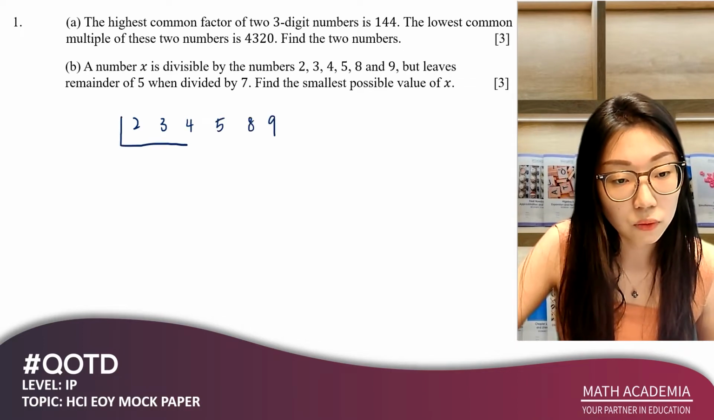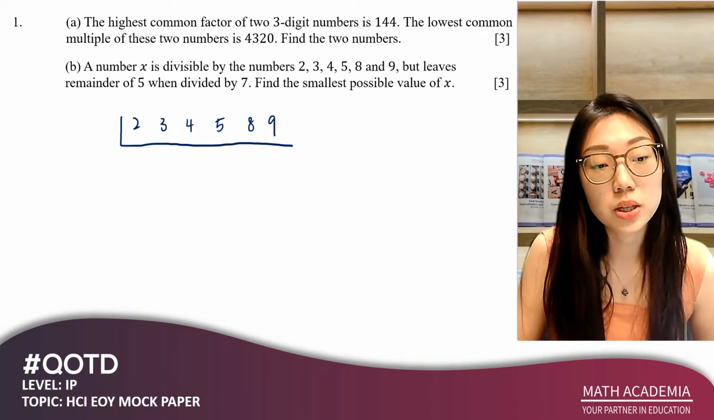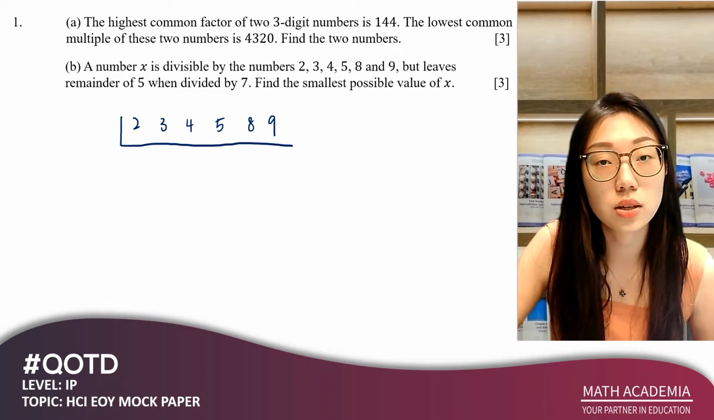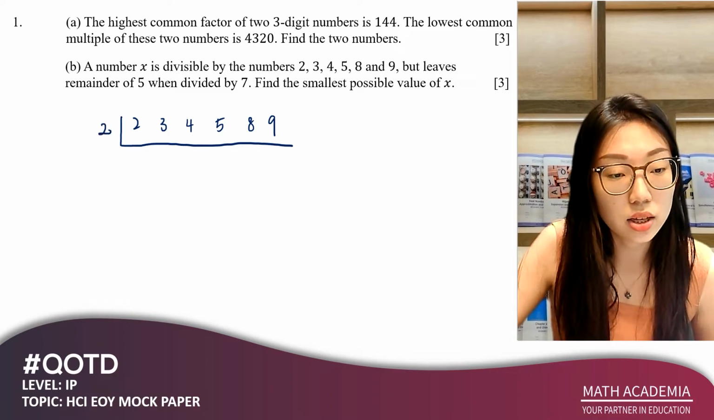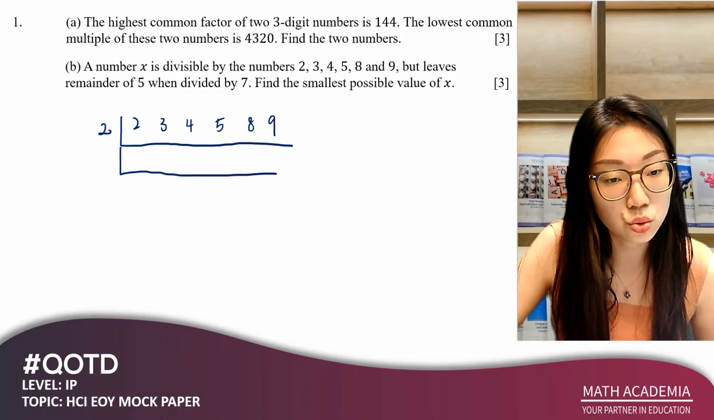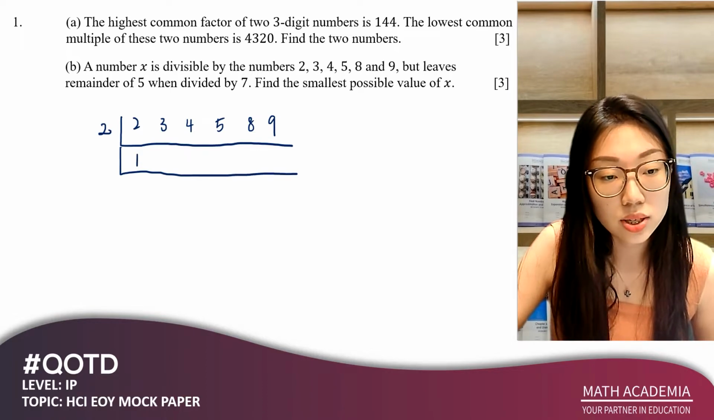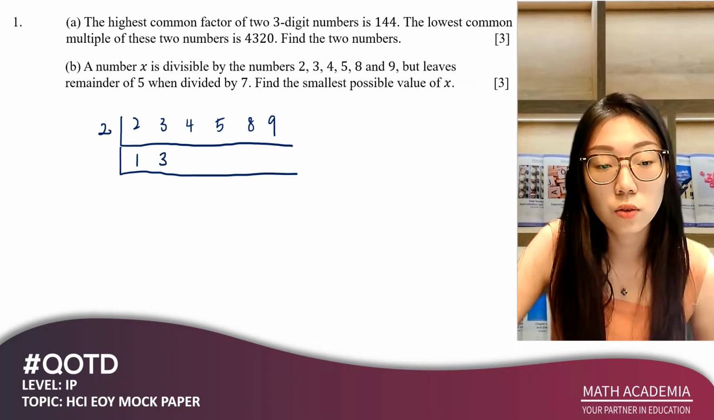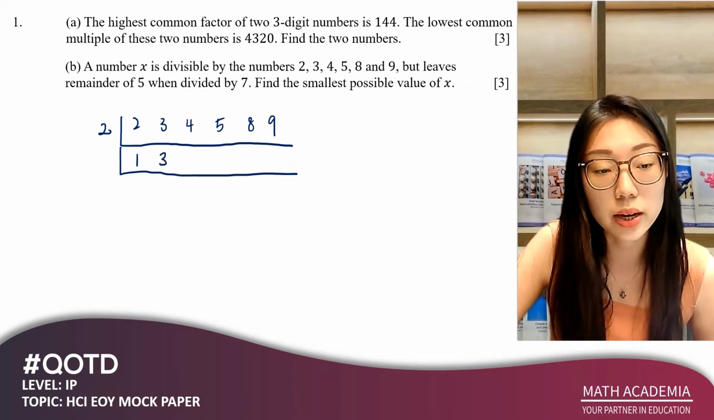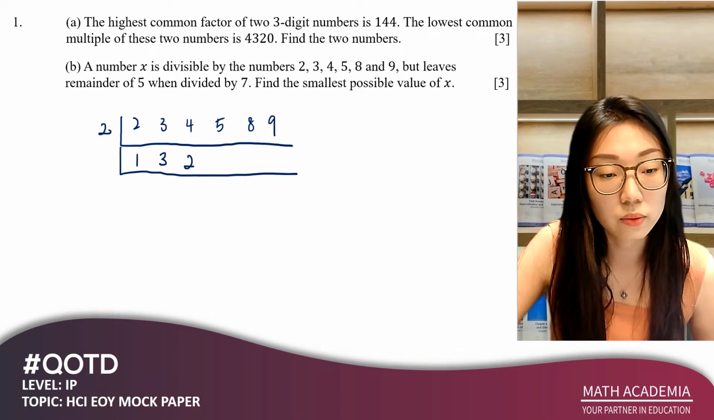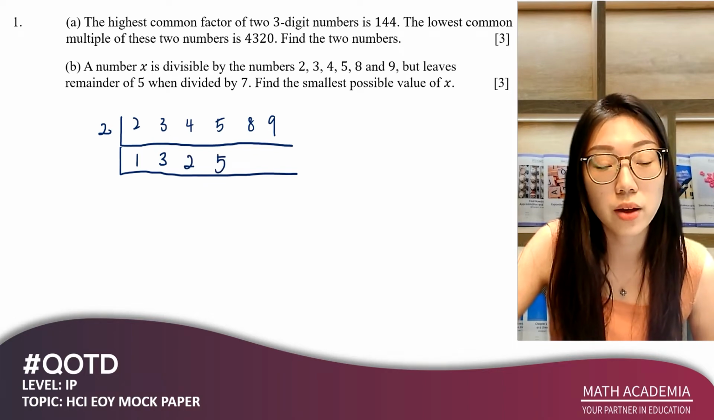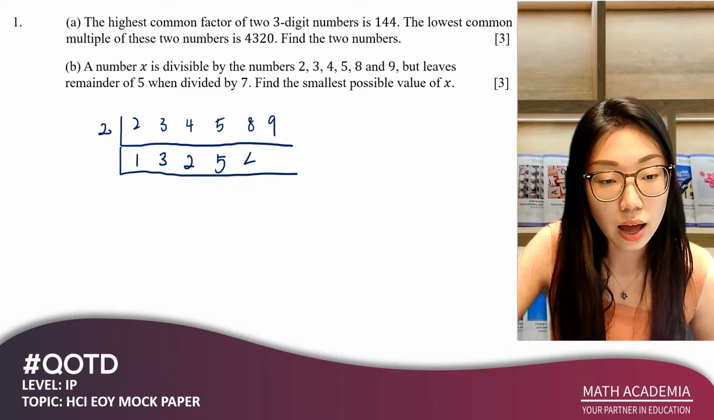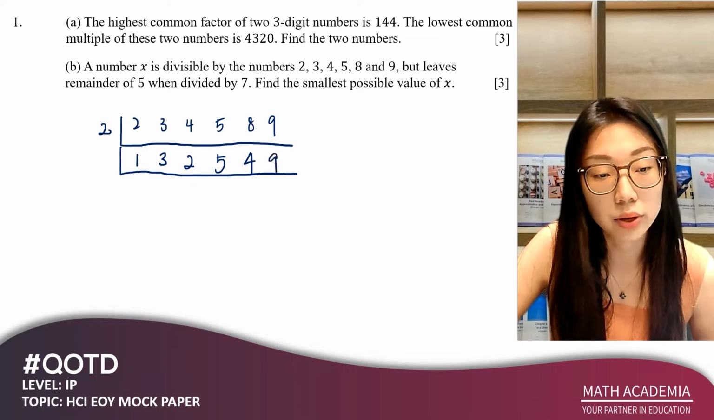Let's find the common factor between some of the numbers. I have 2, 4, and 8 with a common factor of 2. So let me divide these three numbers by 2. Since 3 is not divisible by 2, I would just copy 3 down. 4 is divisible by 2, so I'll have 2. 5 is not divisible by 2, I would bring 5 down. 8 divided by 2 is 4, and 9 I'll bring down.